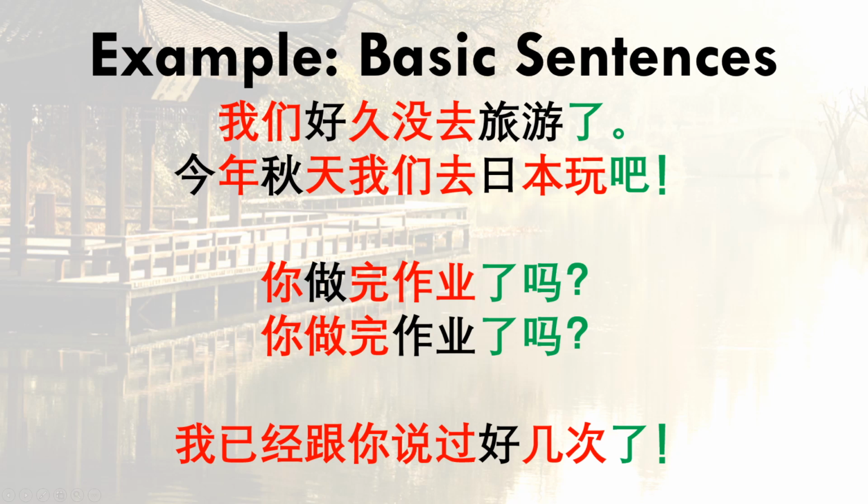Okay, the next pair of sentences. 你做完作业了吗? 你做完作业了吗? So it means, have you finished doing your homework? So 你, the pronoun, is not stressed. And then there's 2 ways you could stress the verb and object pair. You could stress the verb, 你做完作业了吗? Or you could, in the second sentence, stress the object, 你做完作业了吗?